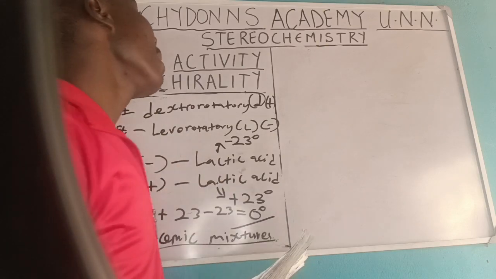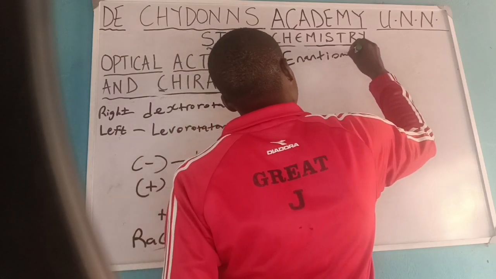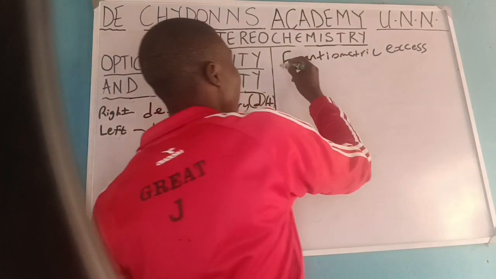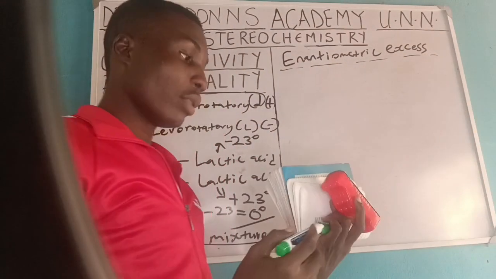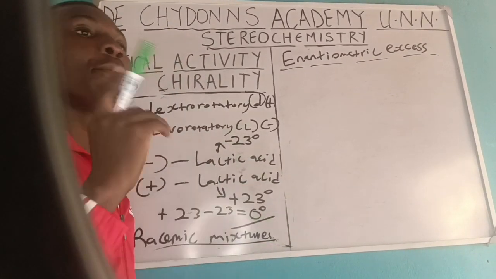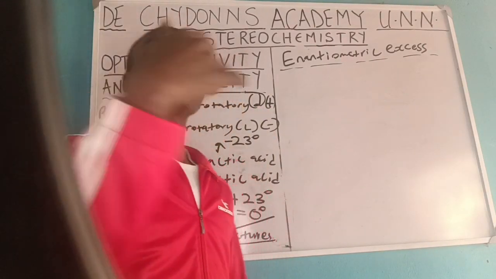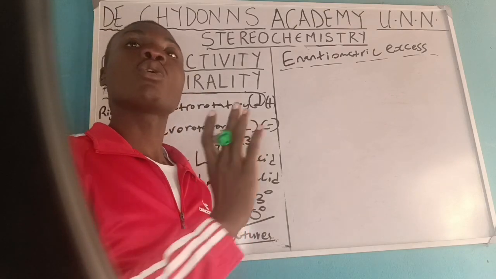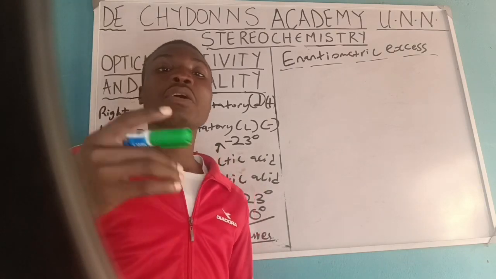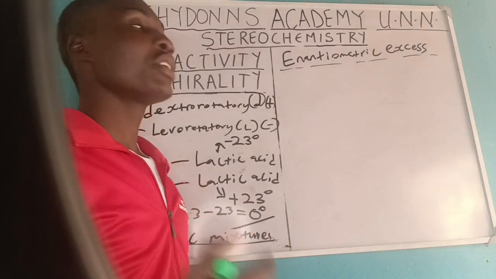Now, what do we mean by the term enantiomeric excess? Enantiomeric excess refers to a mixture that contains both enantiomers, but one of them is in excess. The implication is that that one decides the degree of the rotation that is going to be observed when it is placed in a polarimeter. So even if both are present, when you have one more in excess than the other, it is going to determine the observed rotation of the molecule.